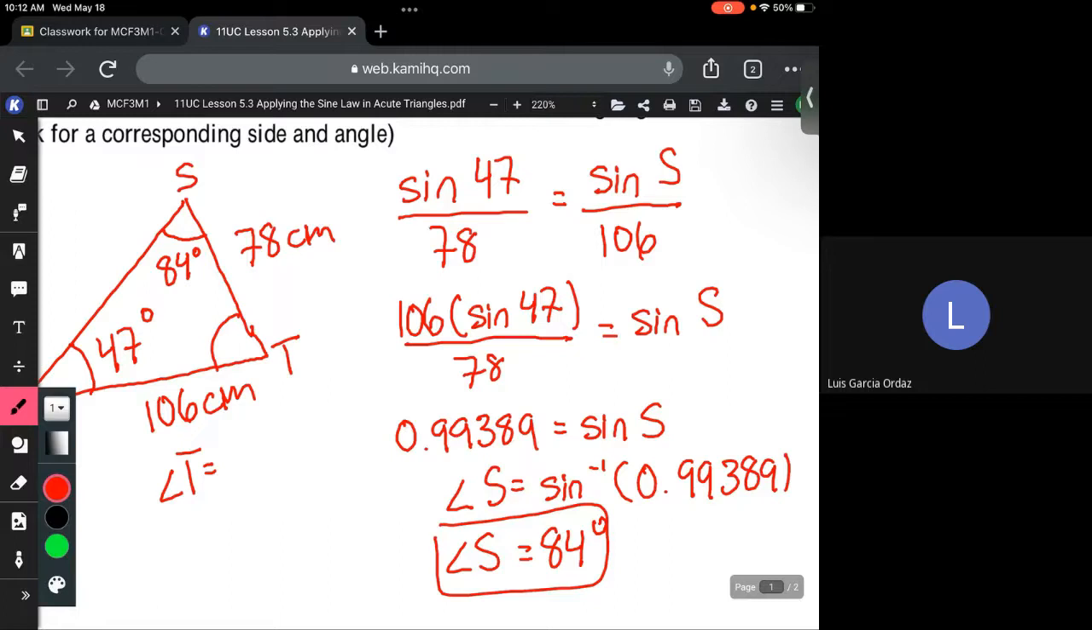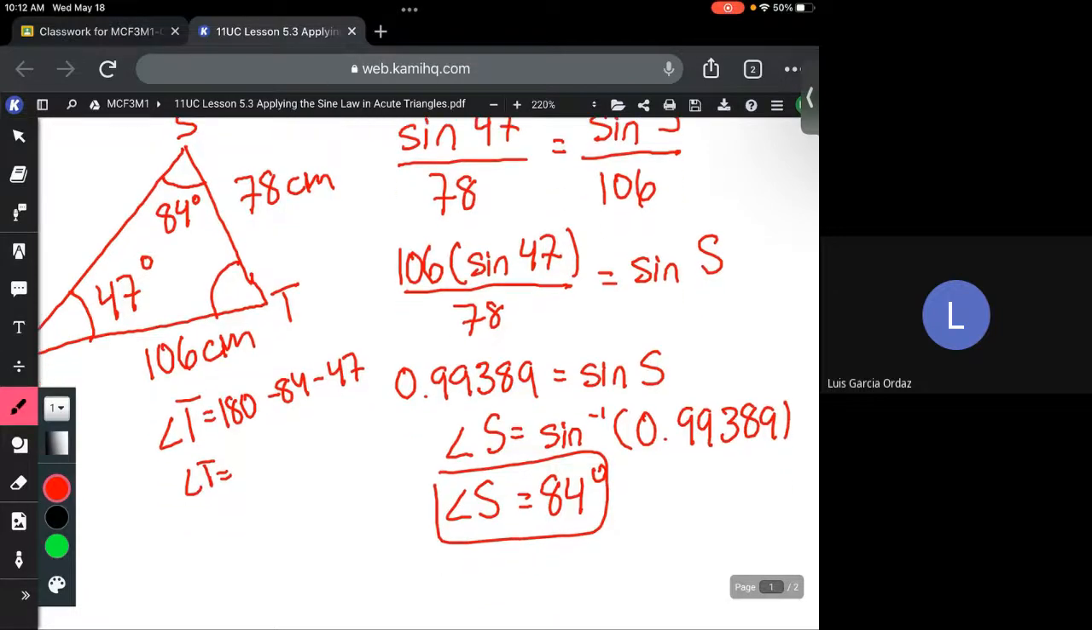All right, so last question. How do you find angle T now? So we have angle S and angle D. How do you find angle T? 180 minus 84 minus 47. And that gives me what? 49. So angle T is 49 degrees.